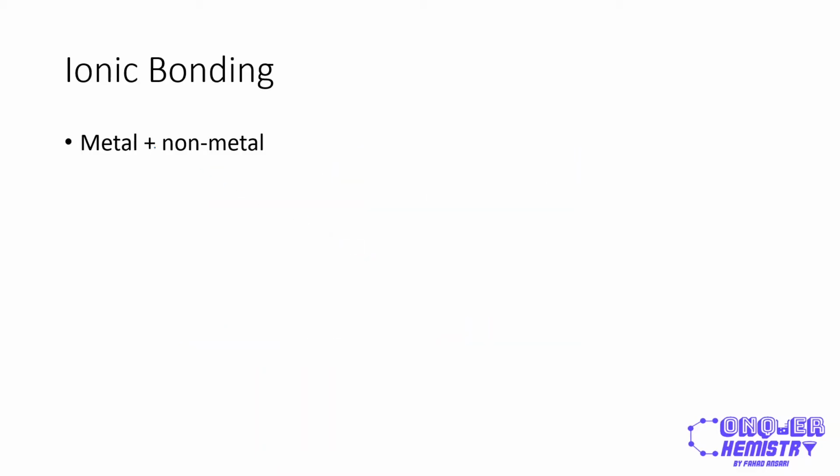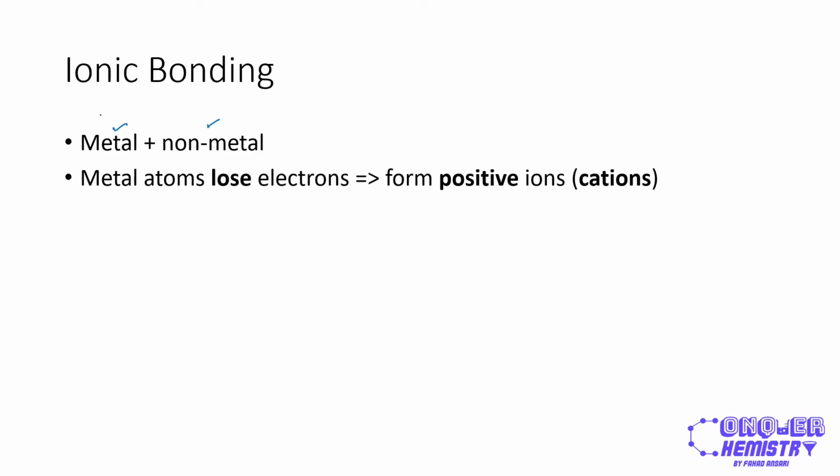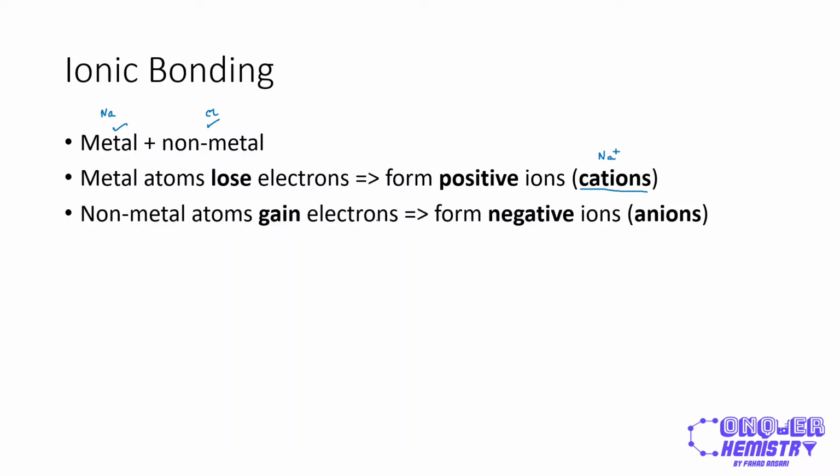So in summary, we have a metal and a non-metal atom that are involved. In this case, the metal was sodium and the non-metal was chlorine. Metal atoms, they lose electrons, right? And they form positively charged ions, or positive ions, also known as cations. In this case, the cation was the sodium ion with 1 plus charge. The non-metal atom, it gains electrons to form a negative ion, also known as the anion, right?